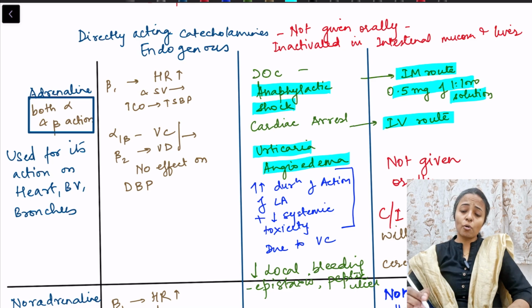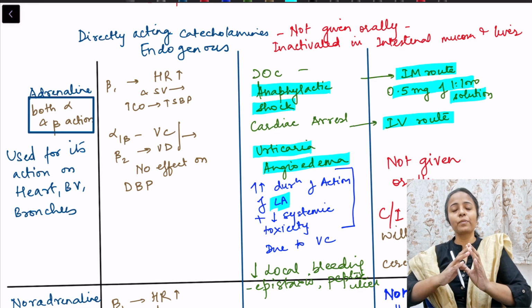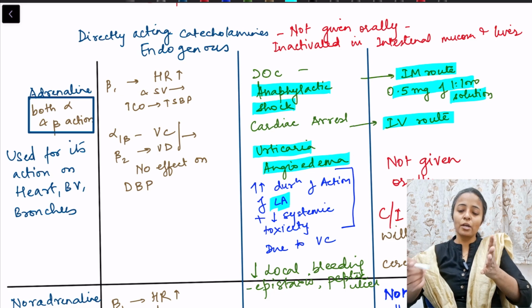Then adrenaline is also used to increase the duration of action of local anesthetics. In a very diluted form, it is given along with the local anesthetics, so it causes vasoconstriction, and if there is vasoconstriction, then the local anesthetics will not be able to enter the systemic circulation. They will be present locally only. Because of this, their concentration locally is going to increase, and second, because they are not going into the systemic circulation, their toxicity will be less. Okay, so adrenaline increases the duration of action of local anesthetics and decreases their systemic toxicity.